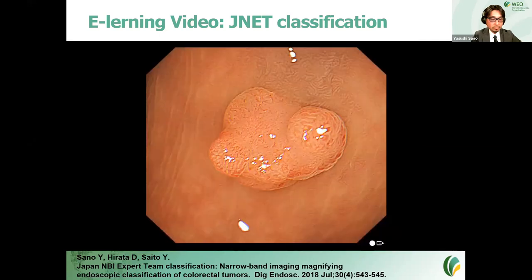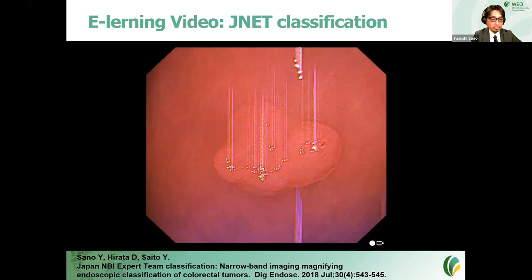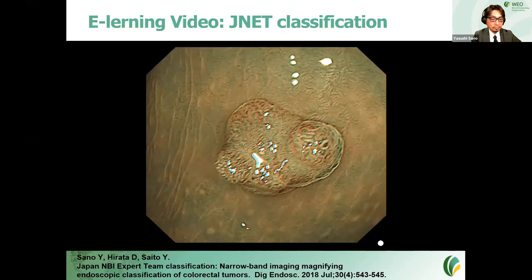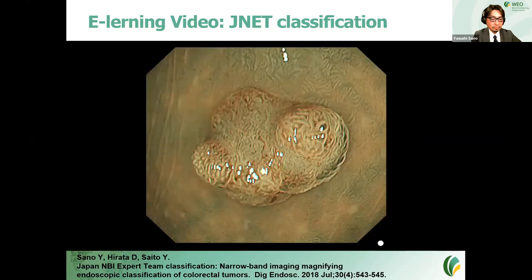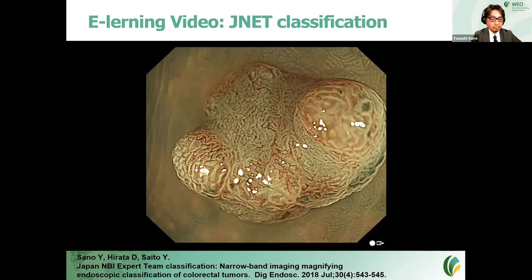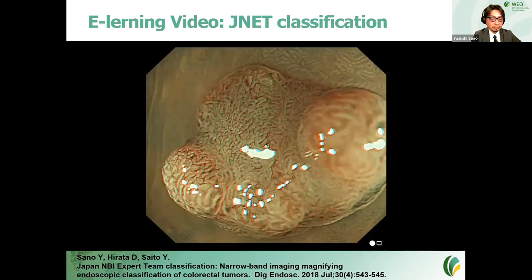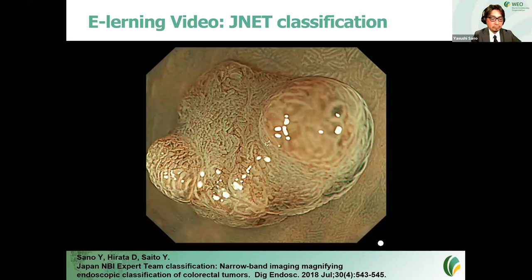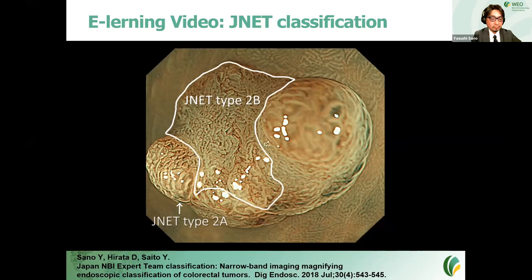Here we present a sessile lesion 8 mm in diameter with a depressed area at the center. While elevated areas at the edge show regular vessel and surface patterns, the depressed area at the center has variable caliber, irregular distribution of vessels, and irregular surface structure. So this polyp is classified as JNET type 2B.